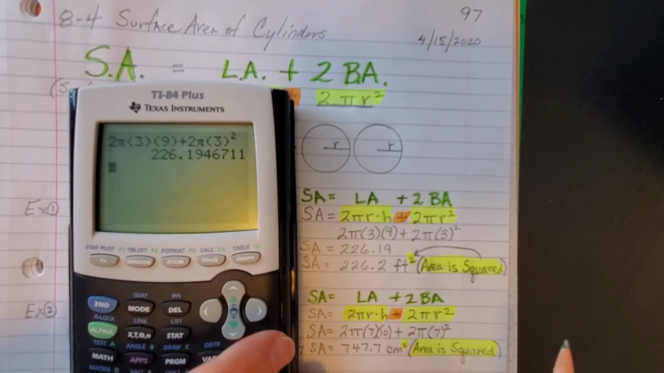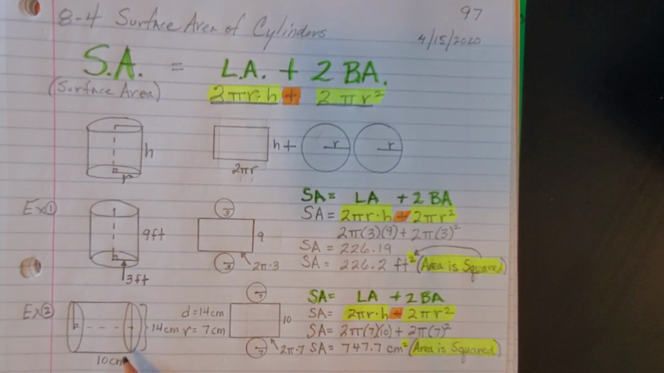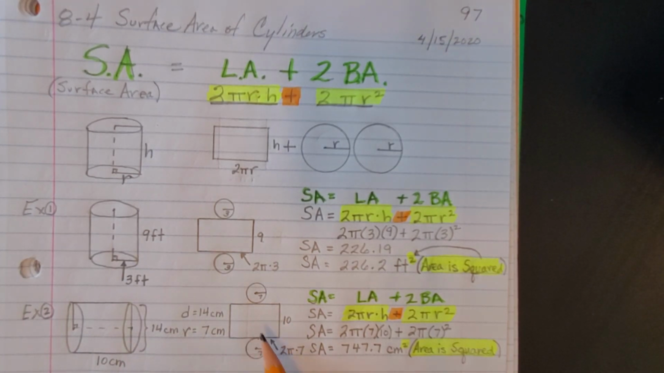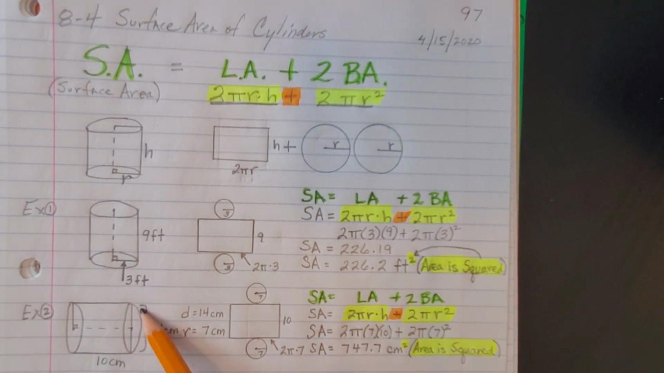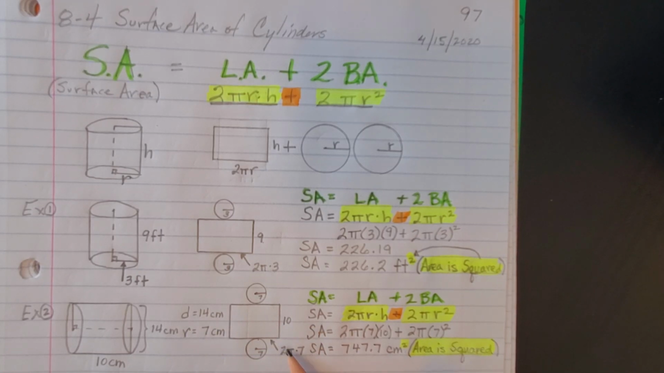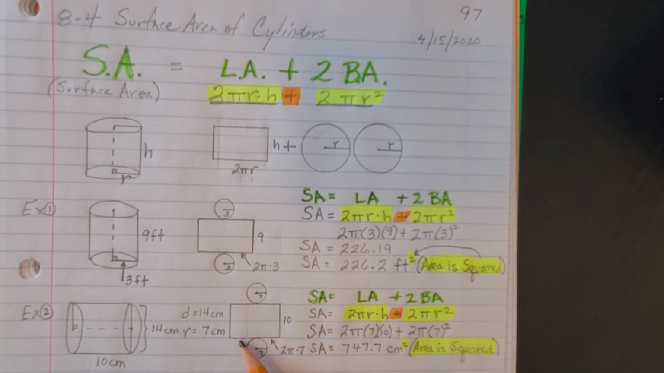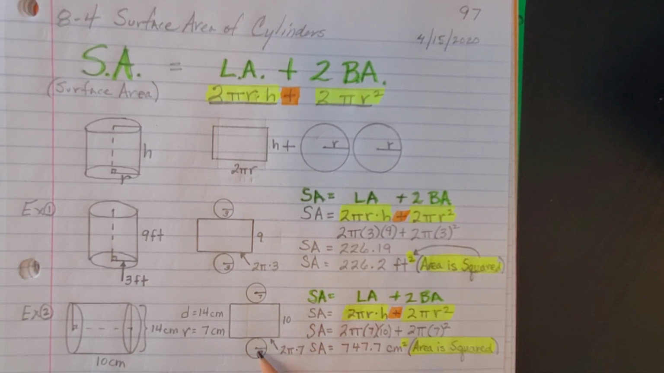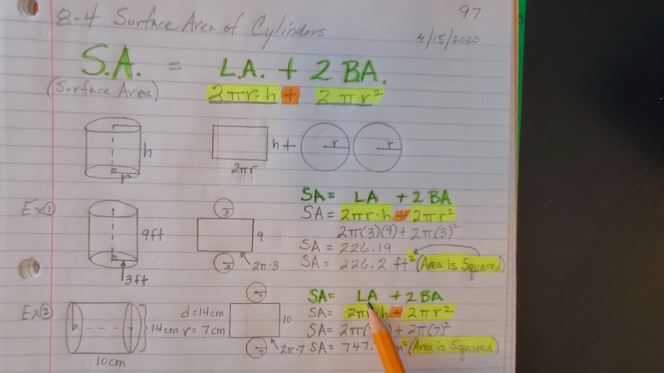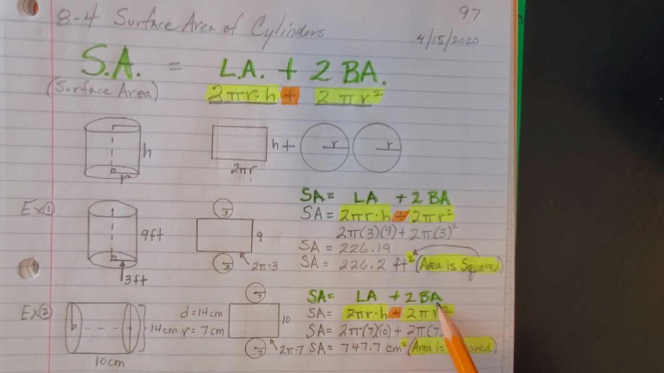Okay. Example 2 is a cylinder sideways. So you still have that same figure, the rectangle, where the height is 10. Right here, it's on its side. And here the diameter is given. So you have to take half the diameter to get the radius, which is 7 centimeters. So now we're going to put in our formula 2 pi times 7, because that distance is 2 pi r. Height here is 10. Radius and radius. We substitute that in for the lateral area and two base areas.